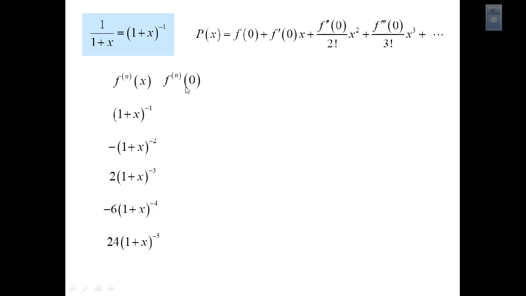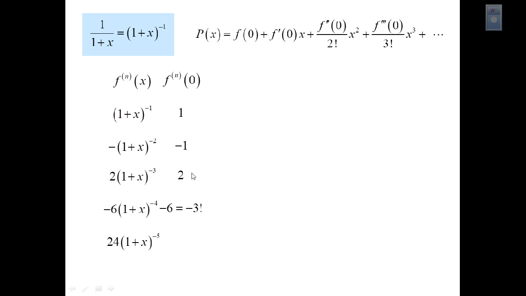When we evaluate all these at 0, 1 plus 0 is going to give me 1 to the negative 1, which gives me 1. Here, same thing. I'm going to have 1 squared, but it's going to have a minus out in front of it, so it's going to give me a negative 1. Here, I've got the 2 on top and the 1 plus 0 raised to whatever power, so it's still going to be 1. So I have 2 over 1, which gives me 2. Here, I have negative 6 times this thing on the bottom. It doesn't matter what power I've got, 1 plus 0 raised to any power is going to be 1. So we end up with negative 6 over 1, which gives me negative 6, also known as negative 3 factorial.